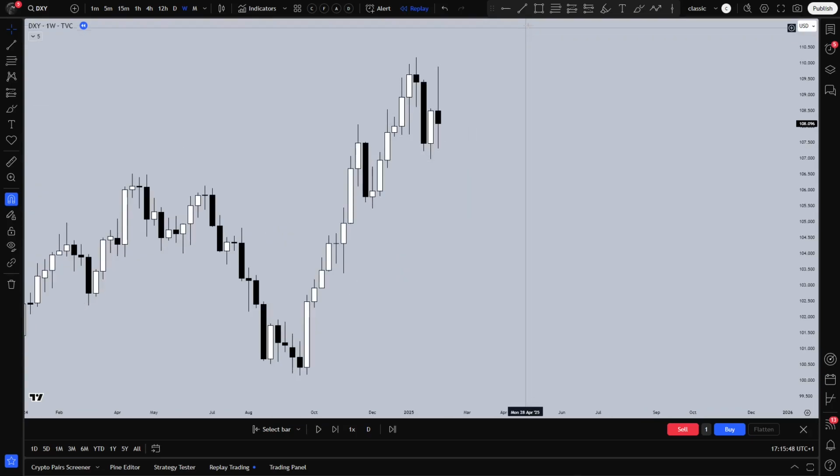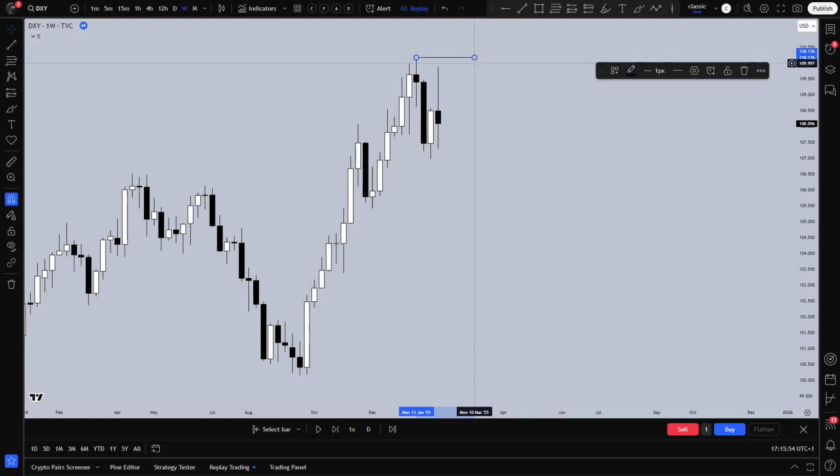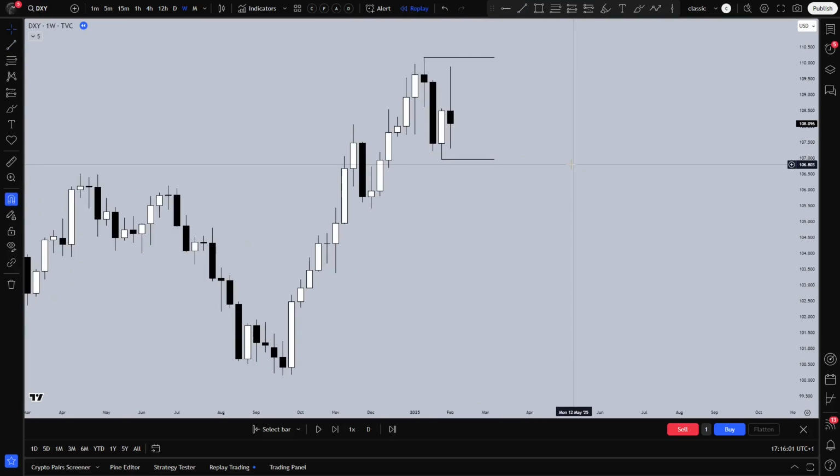So now if we mark out the most recent buy side and sell side on the weekly, then we obviously have the buy side here, and we have the sell side below that recent weekly swing low. But when it comes to bias, there's no way you can clearly identify if price wants to go for the buy side or if price wants to go for the sell side.